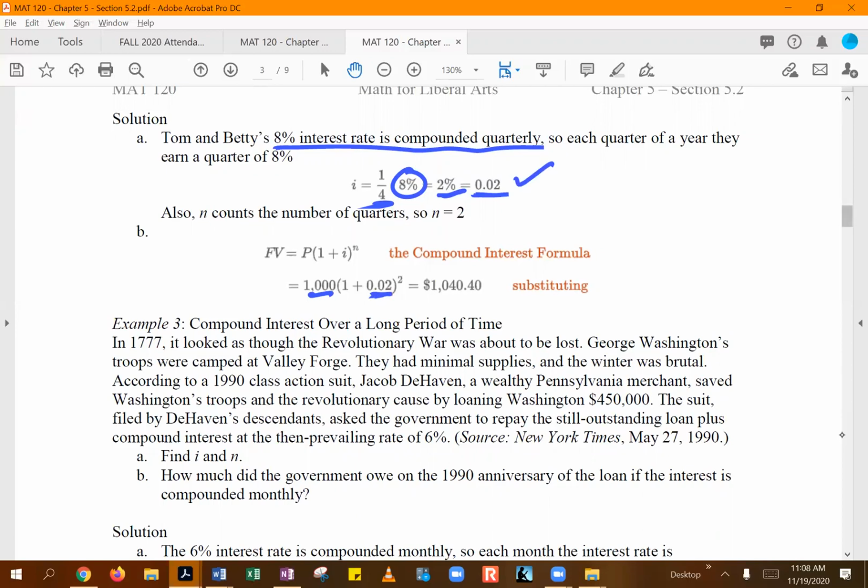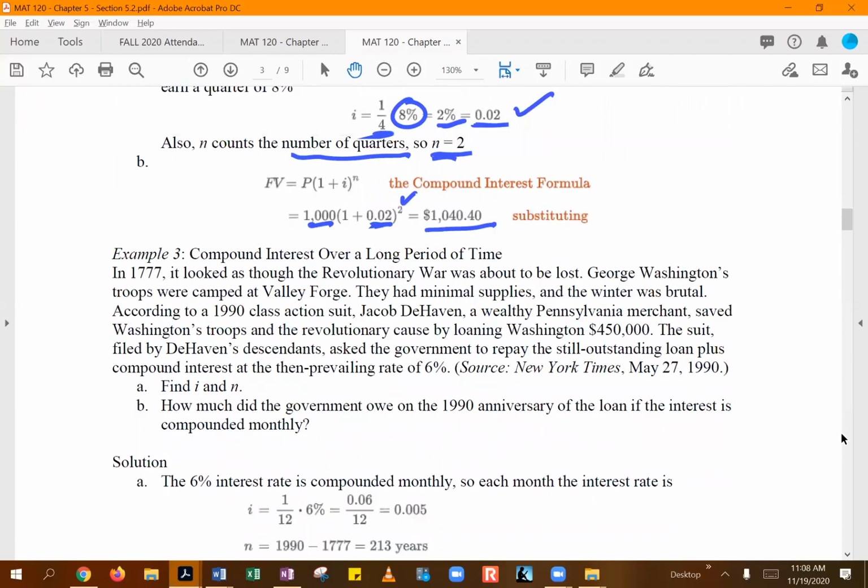And we were only doing this, remember, for 6 months. 6 months is how many quarters? Well, 2 quarters. So that's going to be your exponent of 2, and you will see you, of course, end up getting the same dollar amount.